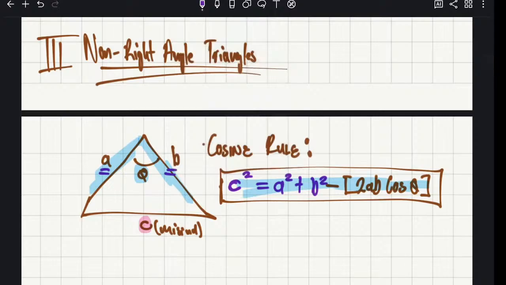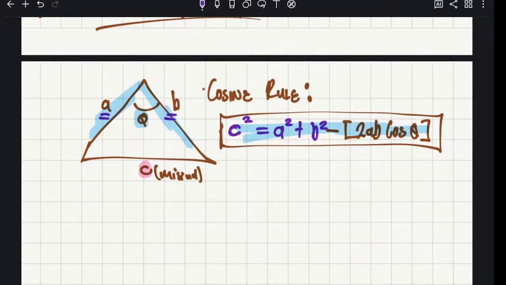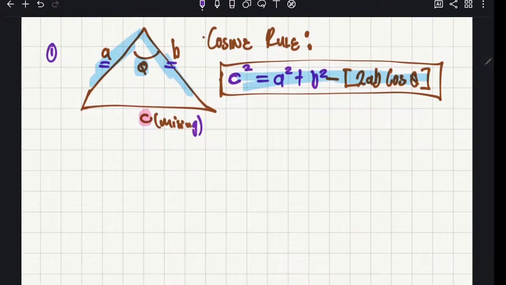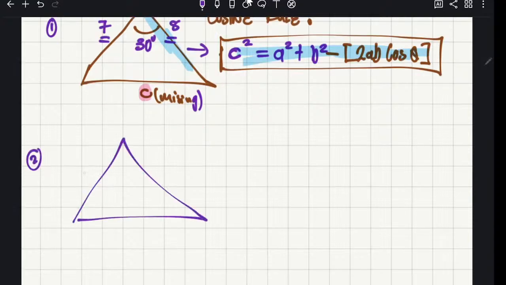Right. Now, sometimes they'll give you 3 sides. So this is one. This is the missing one. Let's say they give you the values 7, 8, 30 degrees. You use this formula. But if they do it like this, they give you 7, 8, 5, then this is the angle.